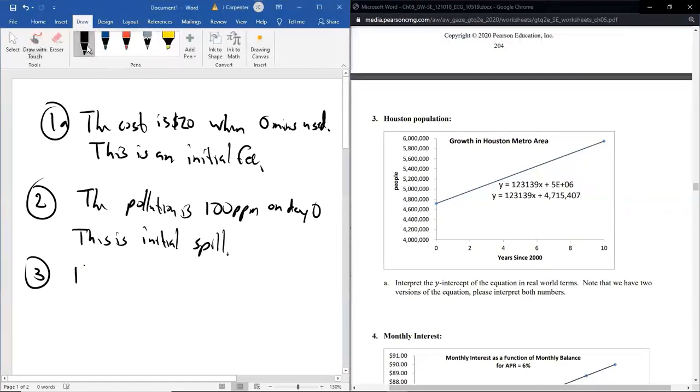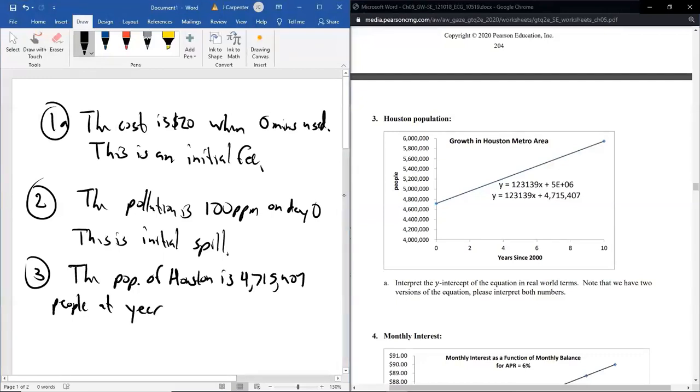All right, so the population of Houston, well, that's the fixed or initial amount, is the 4,715,407 people. At year what? At year 0?